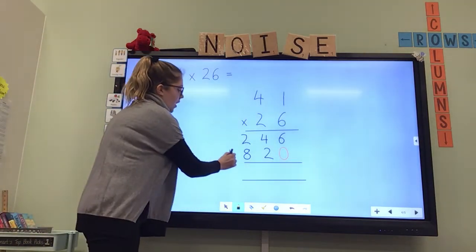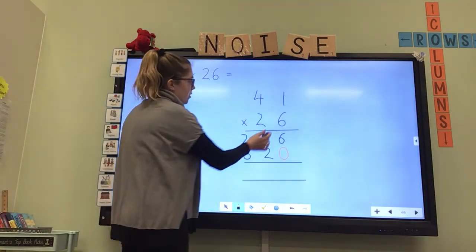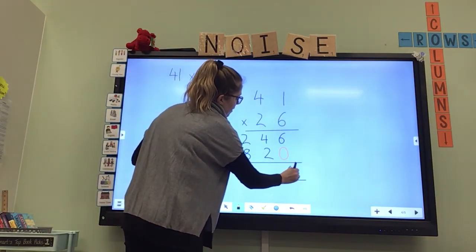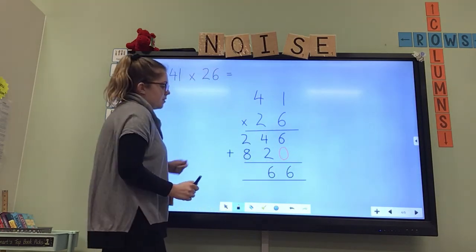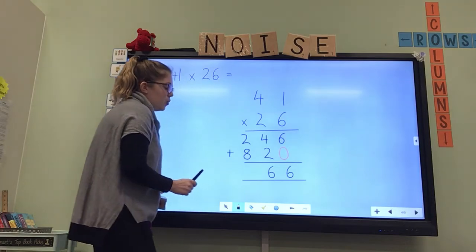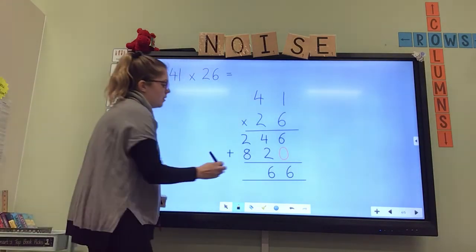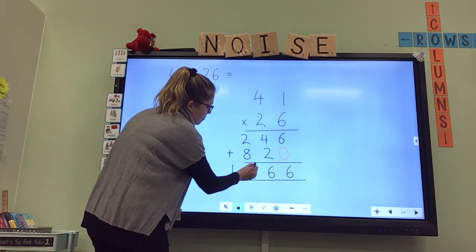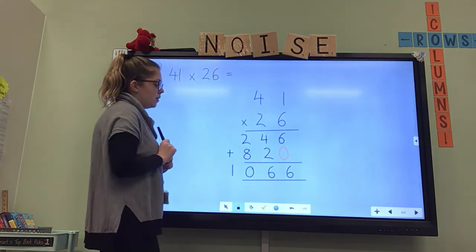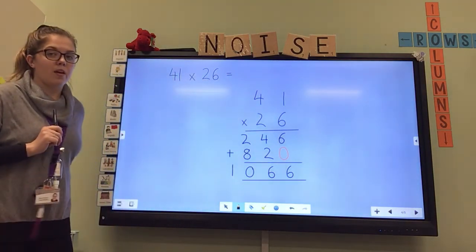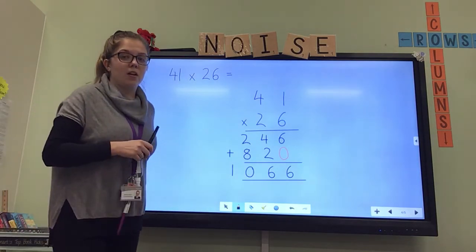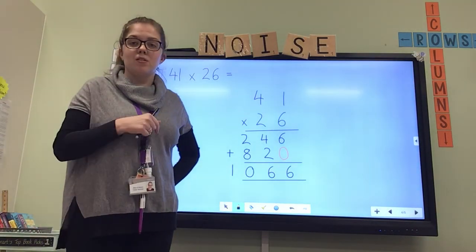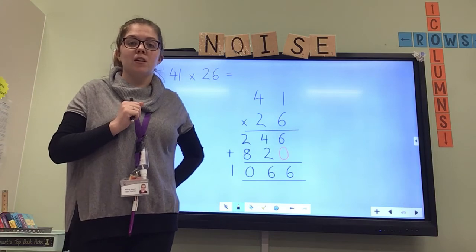Then, can't have two answers to a question, so we need to add. 6 add nothing, which is 6, 4 add 2, which is 6, 8 add 2, which is going to give us 10, thinking of our number bonds, and I can simply write 10 just like this. And there is my answer, 1066.